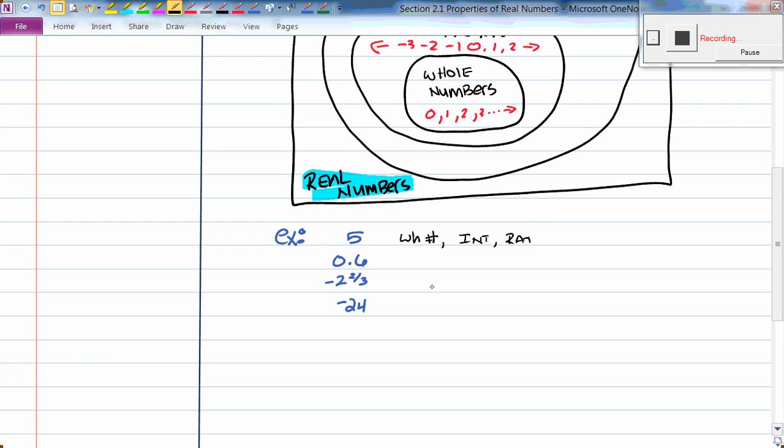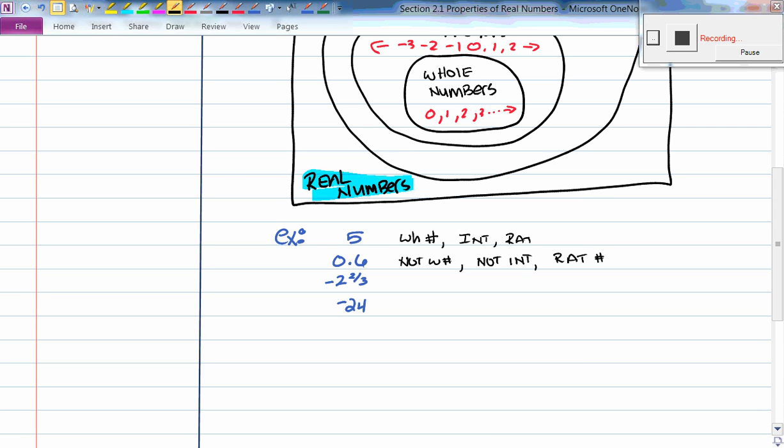Look at the chart. The number 0.6, is that a whole number? No, it's not a whole number. Is it an integer? Is the number 0.6 an integer? No, it is not an integer. Is it a rational number? Yes, it is a rational number. So not whole number, not integer, but it is a rational number.